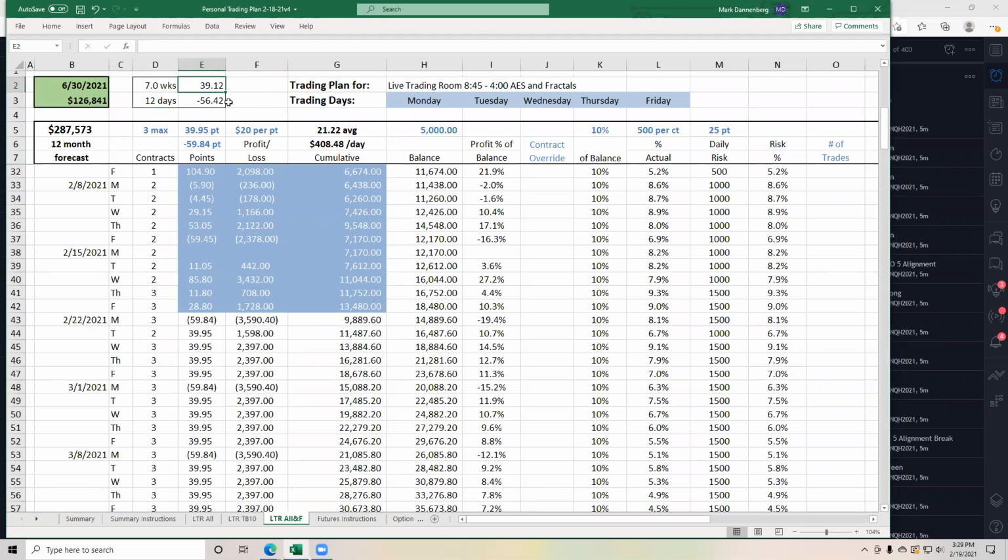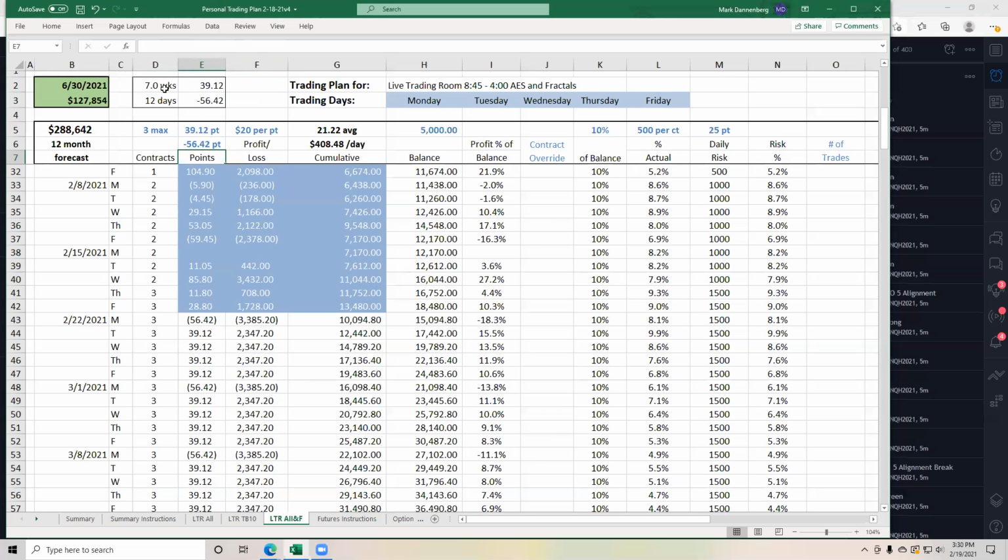39.12 is the average winning day, which takes into account the number of winning days per the 7 weeks in our history, and our losing day average is 56.42, which takes into account 12 losing days in the 7 weeks that we've been tracking this category. So 39.12 and minus 56.42.